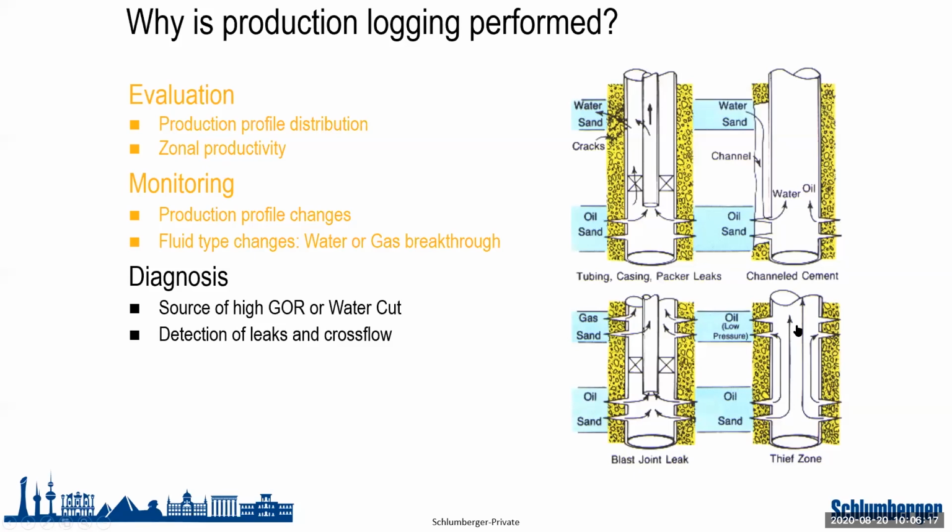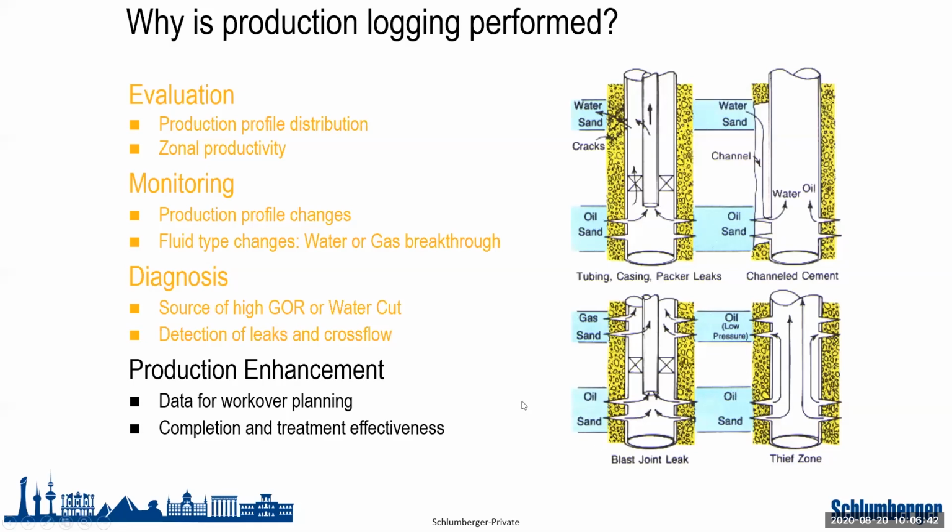in the picture that is on my down right side, the example of a thief zone. So thief zone, again, is whenever the pressure of one of the zones is higher than the pressure of the other zone, and then the fluid is being taken by the zone with low pressure. And so this is also what we call cross flow.